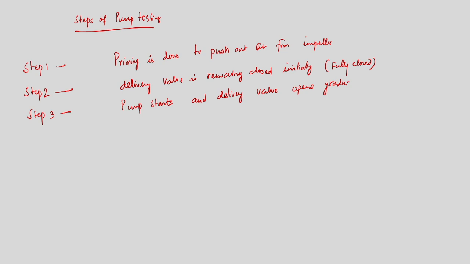Opens gradually. So, these are the three basic steps that we need to ensure before I start operating the pump. First, we have to have the priming operation, if it is a negative suction mode. If the pump is located where it will run in a flooded suction mode, then we need not worry about this problem, because you need not go for the priming operation. Then, we need to ensure that the delivery valve remains fully closed before I start the pump.